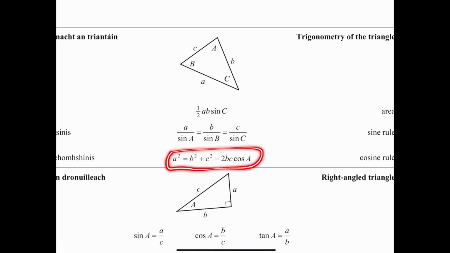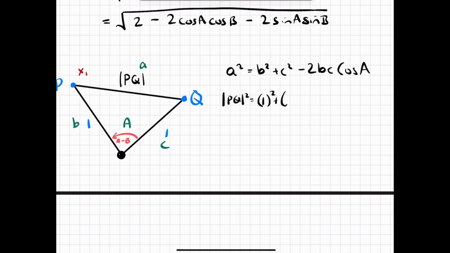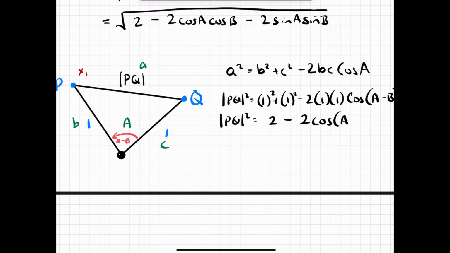This guy here: a squared equals b squared plus c squared, and so on. Effectively, I'm going to say that this is my a, my b, my c, and this angle is my A. Now, it's obviously angle A minus B, and we will call it that, but just for reference when we're plugging it into our equation. So start with your equation and substitute things here. This becomes PQ squared equals 1 squared plus 1 squared minus 2 by 1 by 1 by cosine A minus B, because that's the actual name of the angle. We end up getting PQ squared equals 1 plus 1 is 2, minus 2 cos A minus B. And we're actually almost done now.